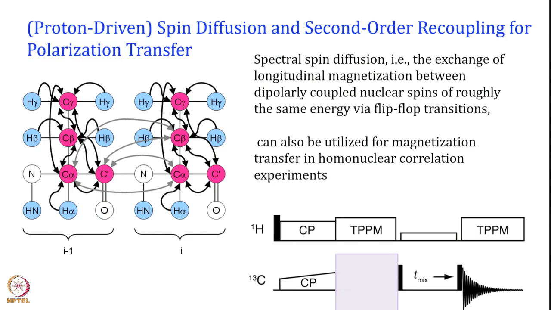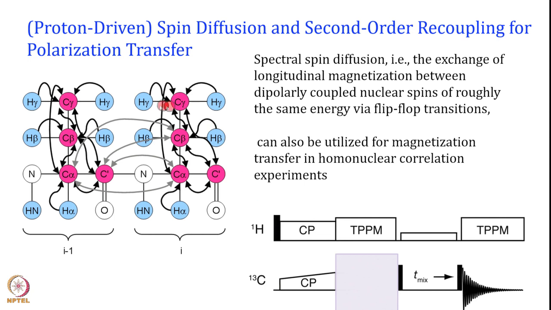So, now we learn how to decouple and how to recouple. One of the prominent ones is proton driven spin diffusion, basically something called second order recoupling for polarization transfer. We have abundant protons in the protein, right. So, here is one amino acid, here is another amino acid. We have a C alpha, C beta, C gamma, C alpha, C beta, C gamma, and carbonyl here. At the moment we are doing only these two nuclei, we are in 1D, we are detecting on carbon while using the proton magnetization for enhancement of sensitivity. So, can we transfer the polarization from proton to carbon and then detect on carbon with enhanced sensitivity?